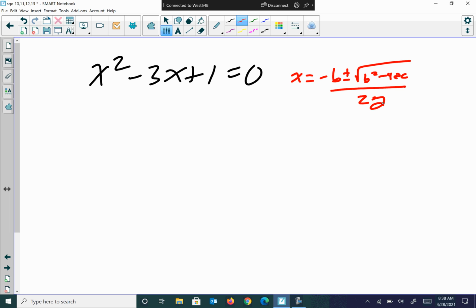All right, so friends, do you agree there's a 1 out front? So my A value is 1. What's my B value? Negative 3. What's my C value? 1. It's also 1. Oh, so we have an A and a C value that are the same. Okay, let's plug it into our equation. x is equal to negative 3.